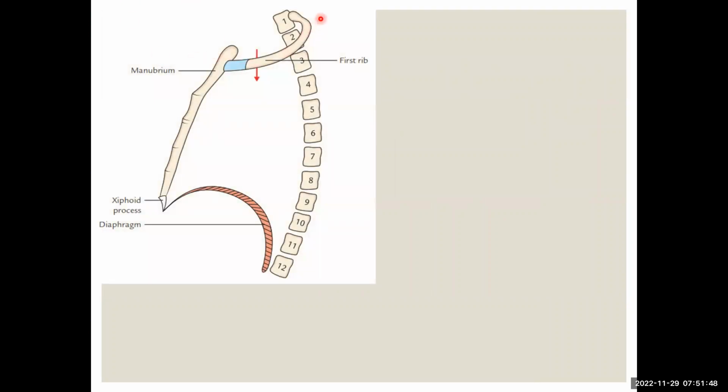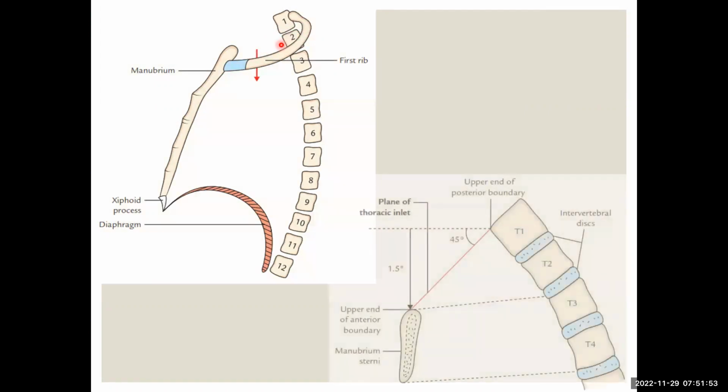Here is the orientation of the inlet of thorax. It is oblique, making an angle of 45 degree with the horizontal plane. And the anterior part is 3.75 centimeter below the level of the posterior part. So this is the orientation of the inlet of thorax.